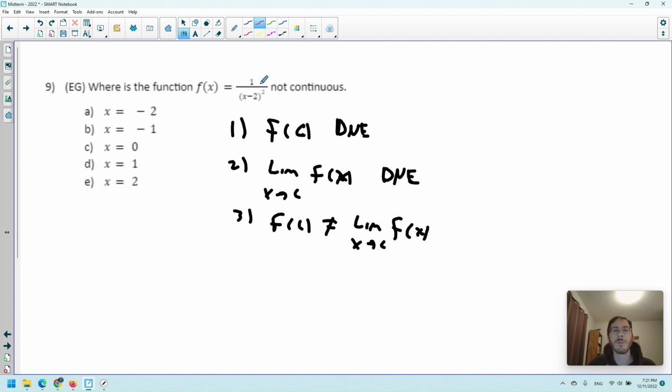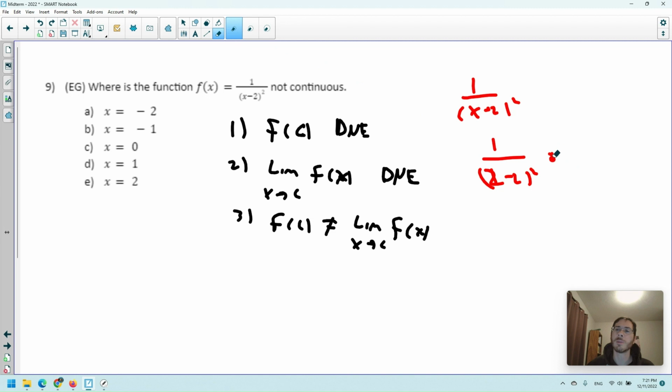So just looking at our function here, we've got 1 over x minus 2 squared. If I were to plug in 2, I know I would get 0 in the denominator. 1 over 2 minus 2 squared is going to be 1 over 0. And 1 over 0 is not defined, so I know that it's got to be 2. Again, I can kind of tell that just by looking at it.